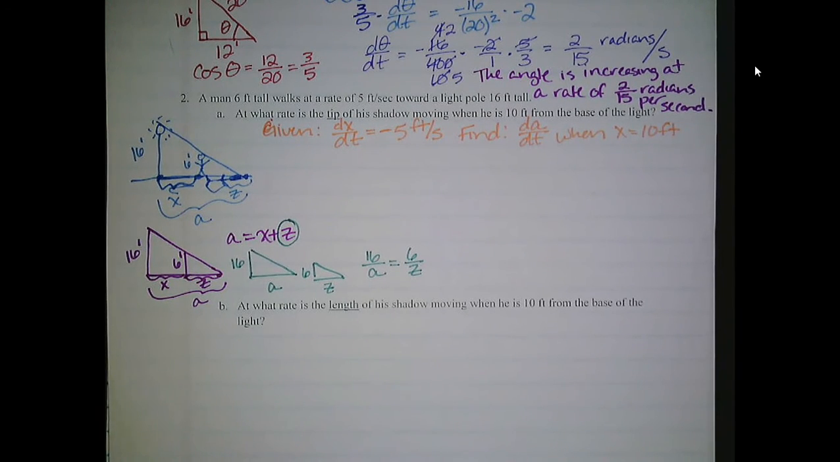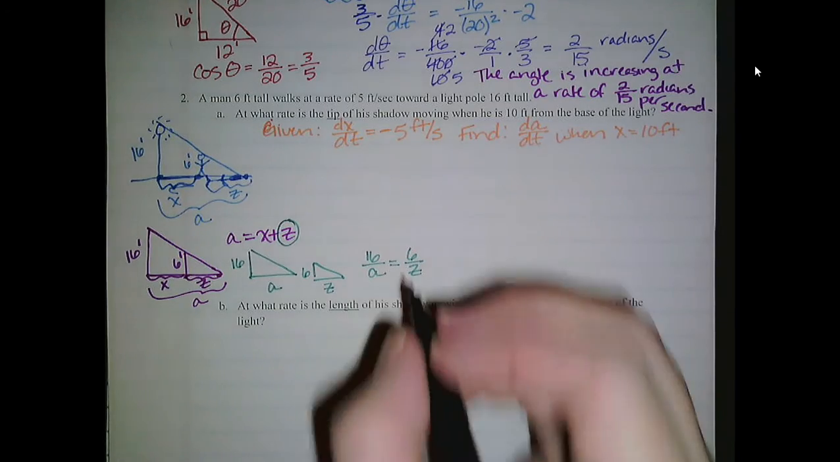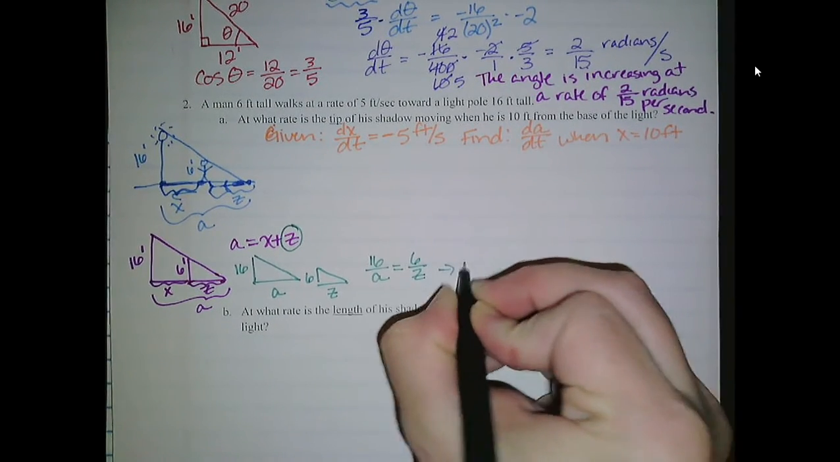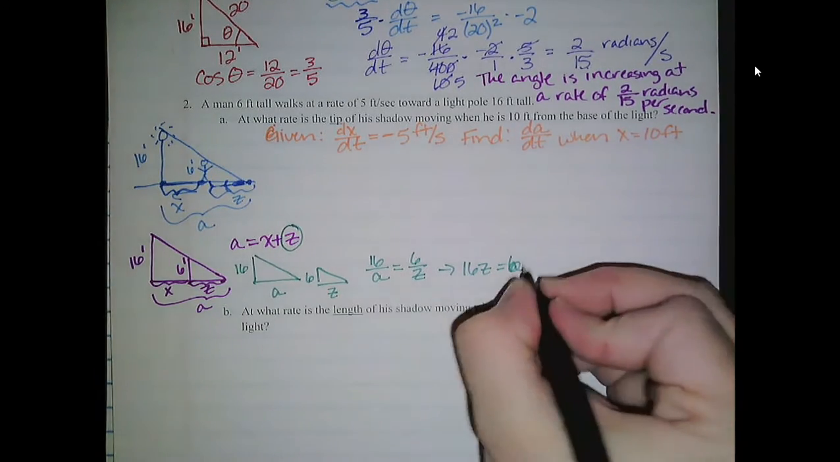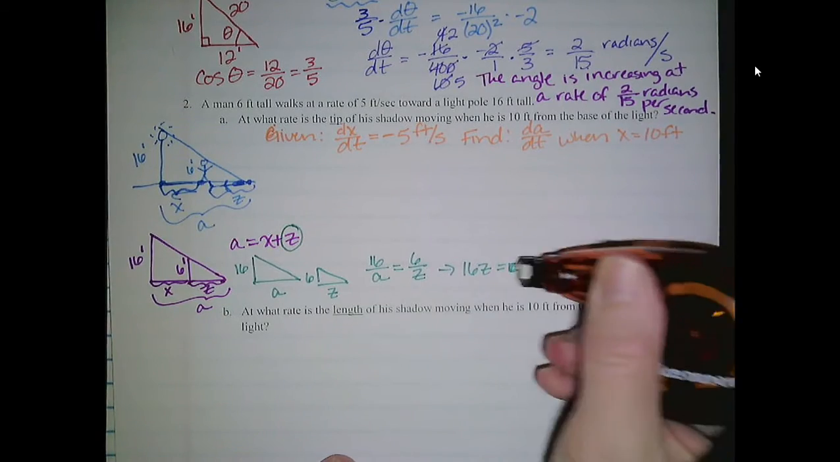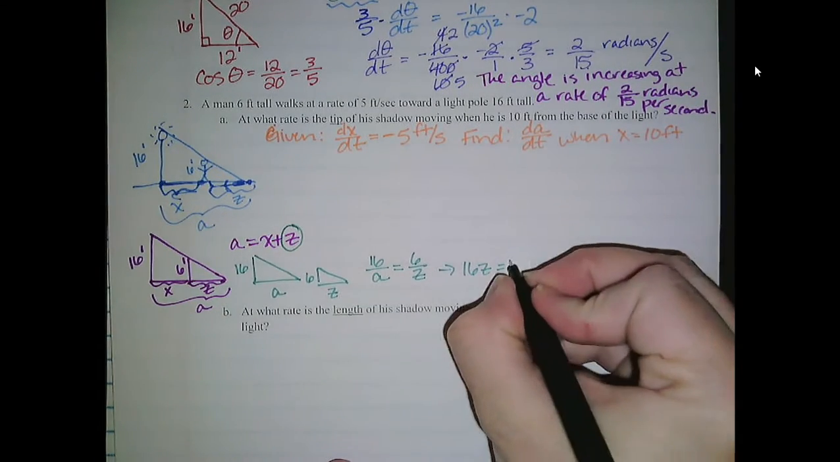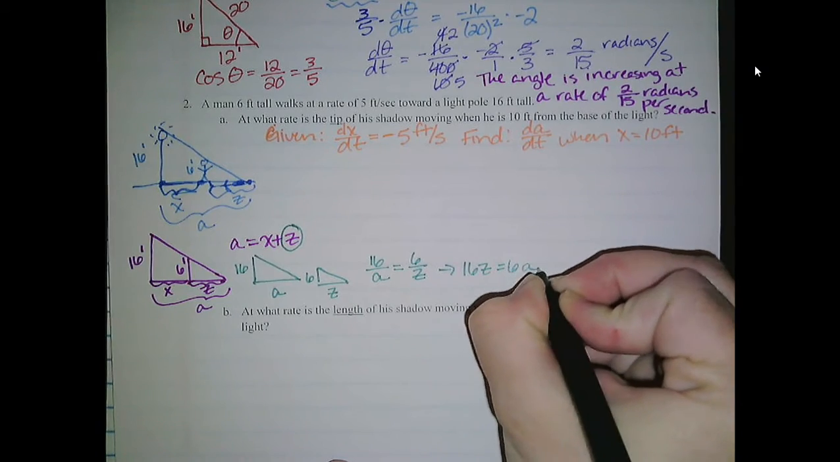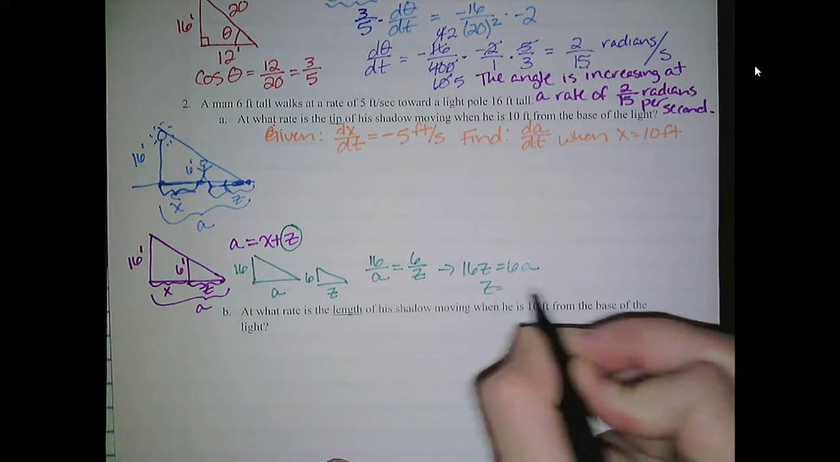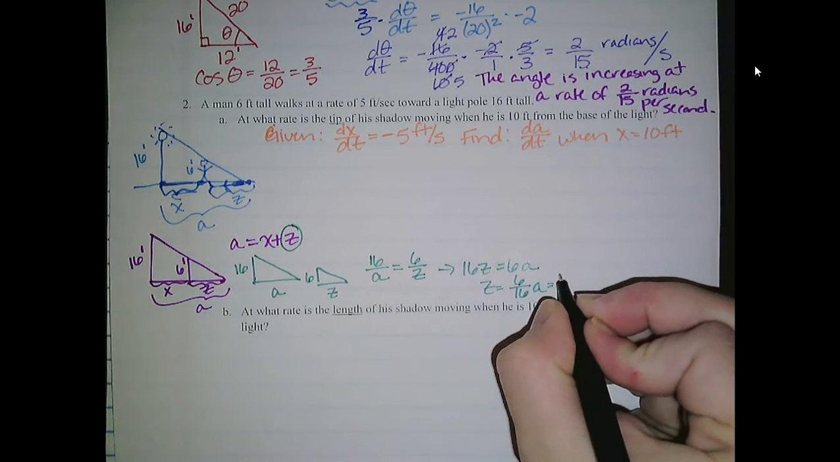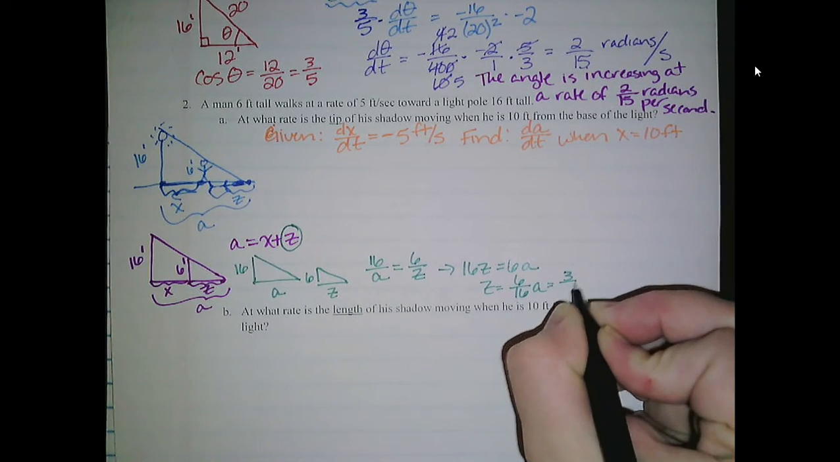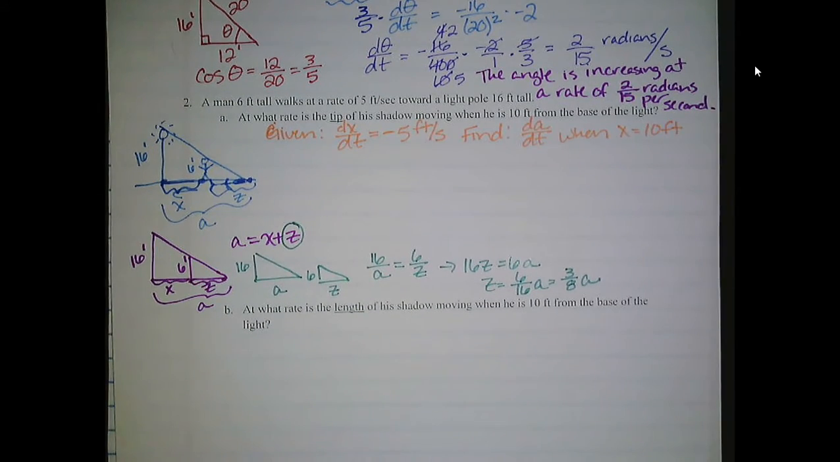I'm wanting to eliminate the variable z in this problem. So if I were to cross multiply, I would have that 16 times z is equal to 6 times a. So then z would be equal to 6 divided by 16 times a, or if we reduce that, we would have 3 over 8 times a.